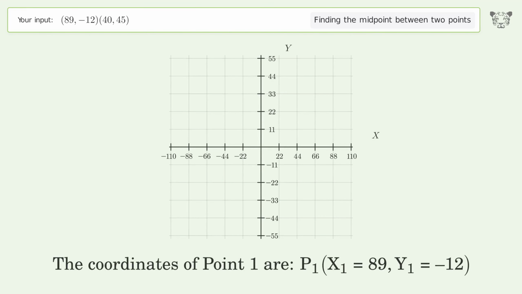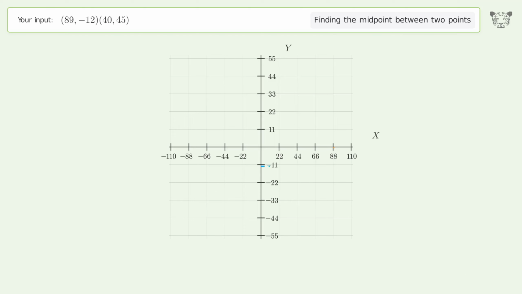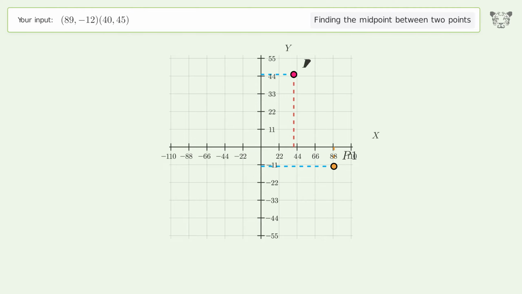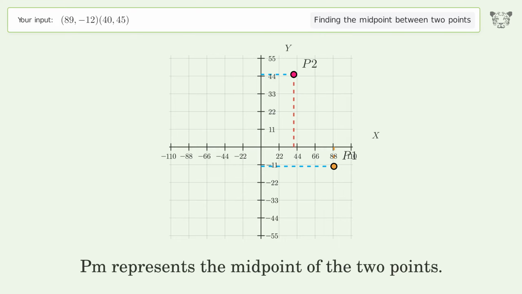The coordinates of point 1 are x1 equals 89, y1 equals -12. The coordinates of point 2 are x2 equals 40, y2 equals 45. PM represents the midpoint of the 2 points.